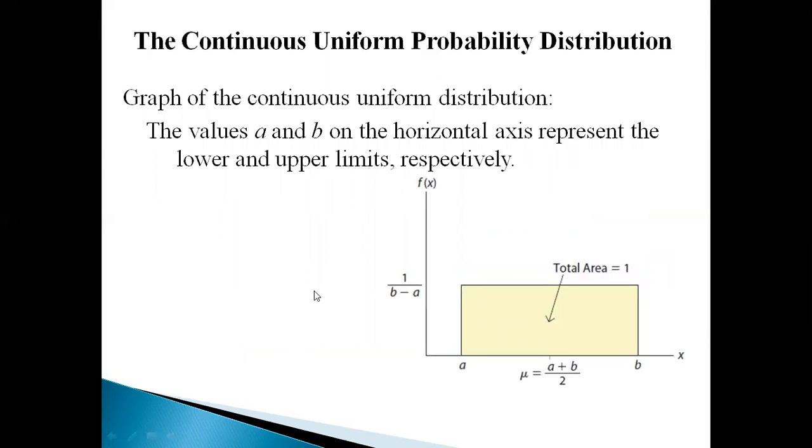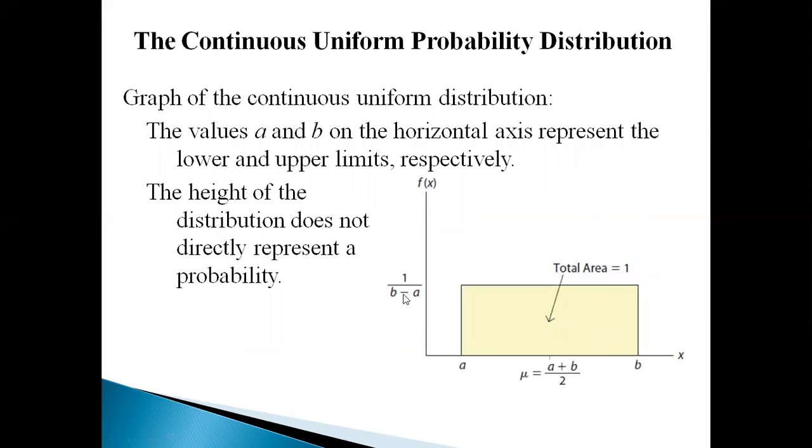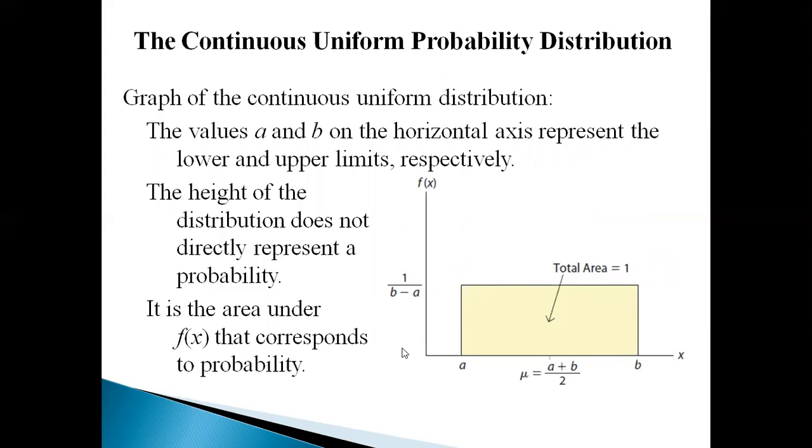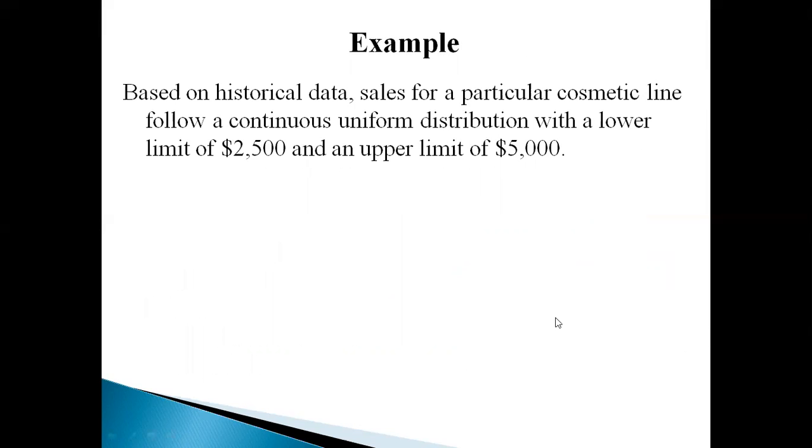All right, so the graph of a continuous uniform distribution looks like this. The values a and b on the horizontal axis represent the lower and the upper limits. And our height, 1 over b minus a, doesn't represent a probability, that's just the height. And it's the area under f of x that corresponds to the probability. So the whole area under here is equal to 1. Here's our mean, a plus b divided by 2. And so we can find different areas.